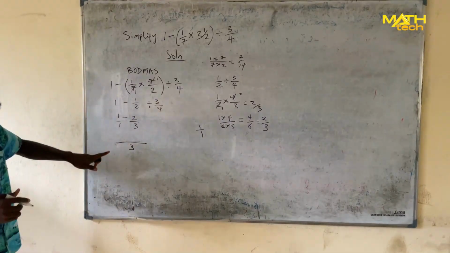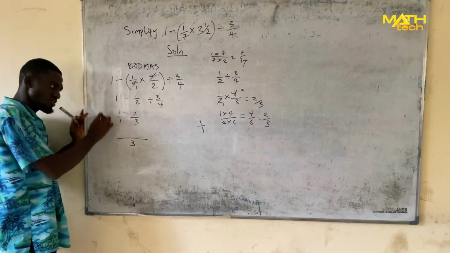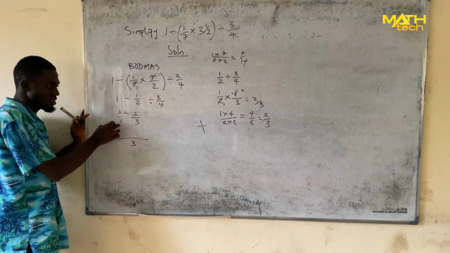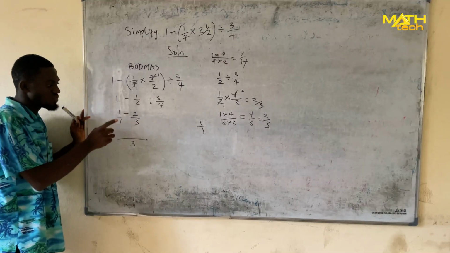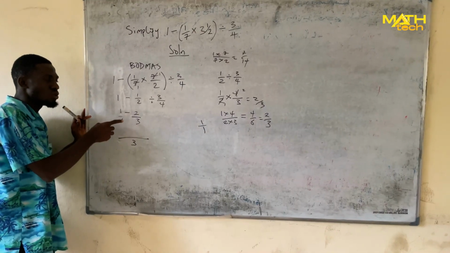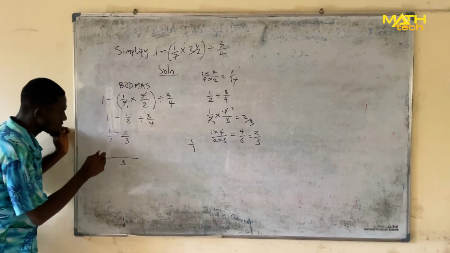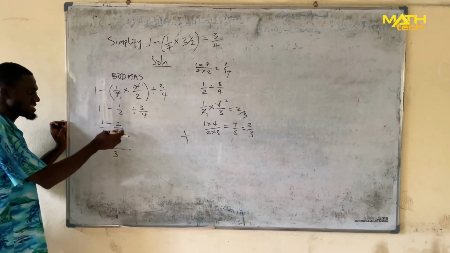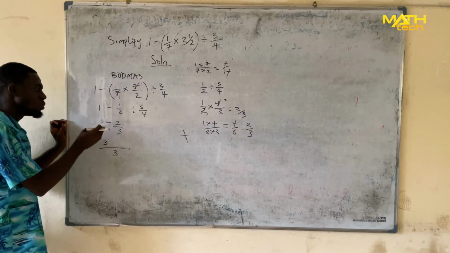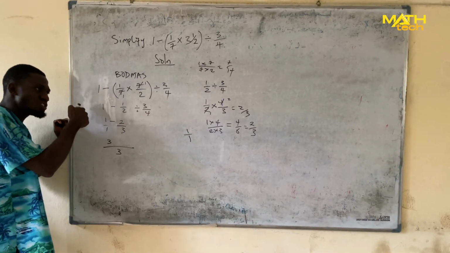3. So now we say 3 divided by this first part, which is 1 at the denominator here. 3 divided by 1 will give you 3. Then we'll multiply the result, which is the quotient, by the numerator. 3 times 1 will give you what? 3. So now also do the same for here. 3 divided by 3.